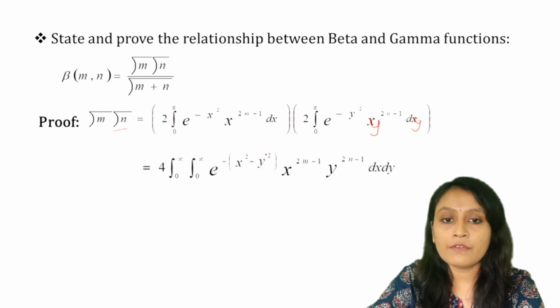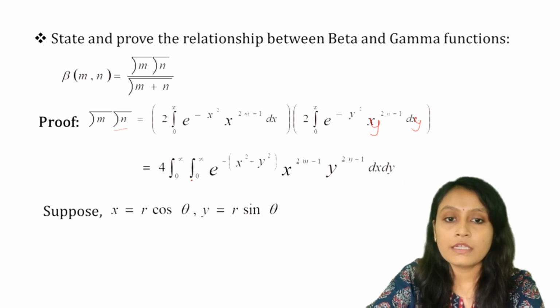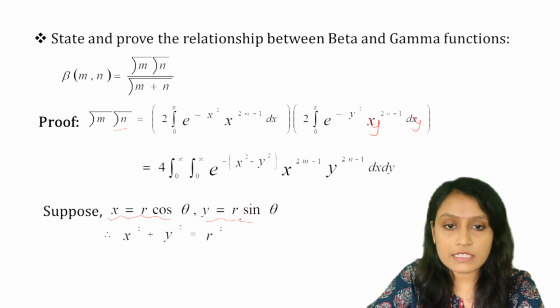Now what we will do? Simplify this, so 2 into 2, 4, integration 0 to infinity, 0 to infinity, e raised to minus, taking minus common, x square plus y square, and x raised to 2m minus 1, y raised to 2n minus 1 dx dy. Now we will convert everything into polar form. For that, suppose x is equal to r cos theta and y is equal to r sin theta, so you will get x square plus y square is equal to r square.